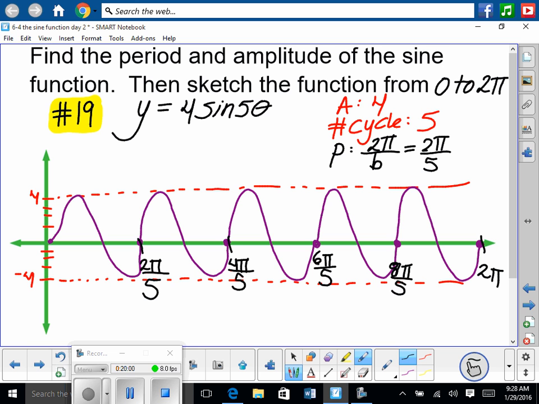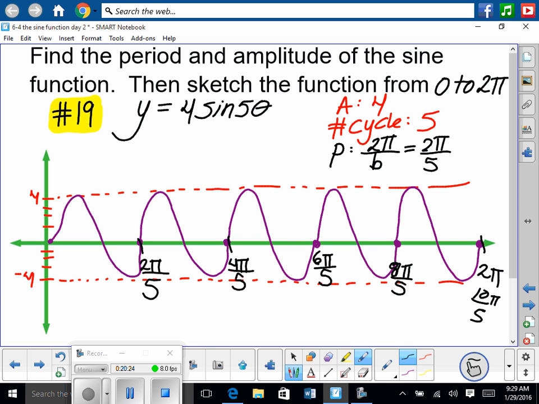So then this is 10 pi fifths, right? Let's see if that's where we ended. What's 10 divided by 5? 2. So you see how we ended in the right spot? Okay, sweet. So really that's as detailed as I need you to get. Now you could split 2 pi fifths in half, right? I'm not going to make you go that far, but I'm just saying we could if we wanted.